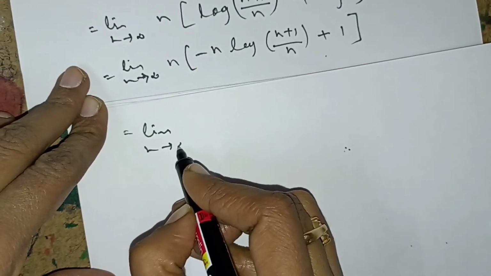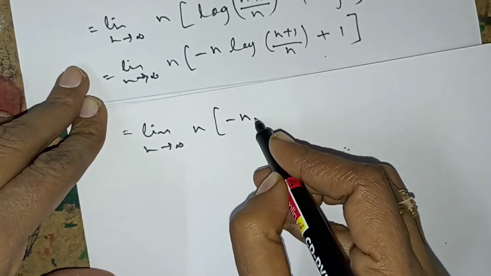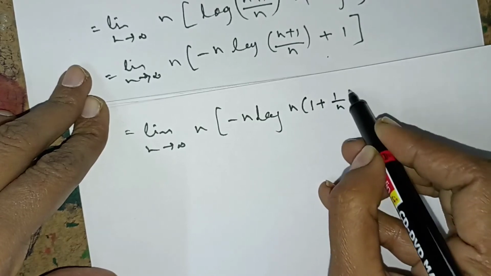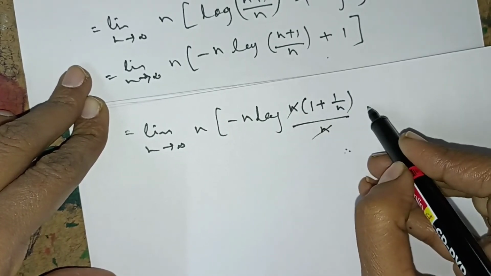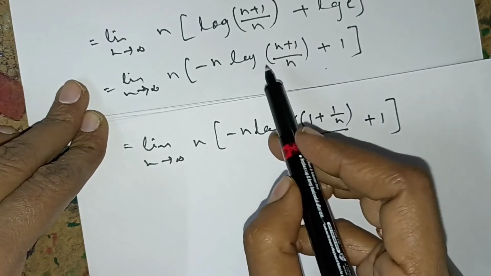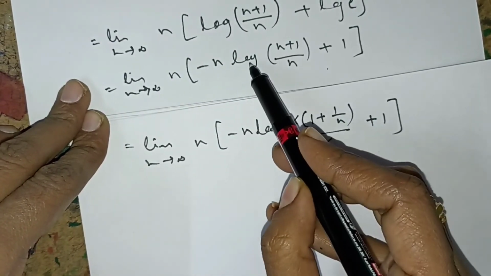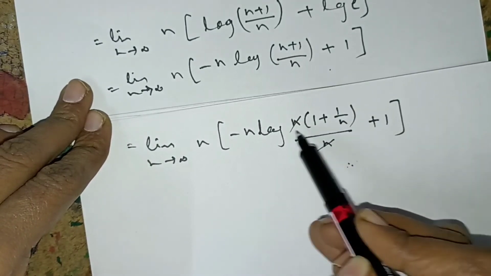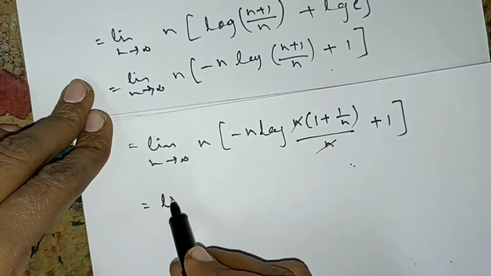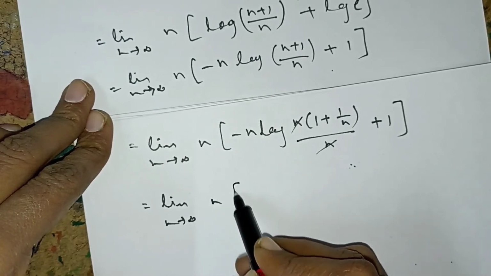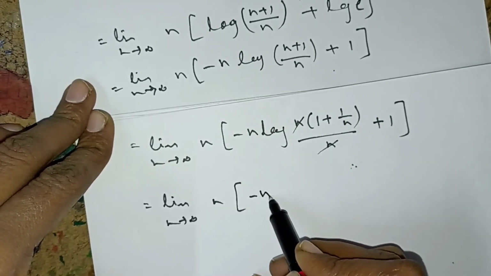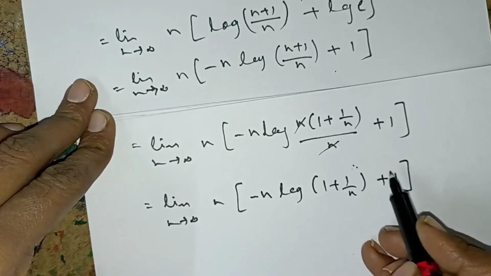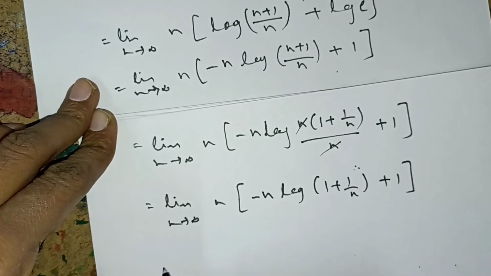limit n tends to infinity n into minus n log of n common 1 plus 1 by n, n cancel, plus 1. Now from this term minus n I wrote as it is the log of n plus 1 by n, common I took, 1 plus 1 by n cancel plus 1. That is equal to limit n tends to infinity n into minus n log of 1 plus 1 by n plus 1. Now here I will apply one log formula.